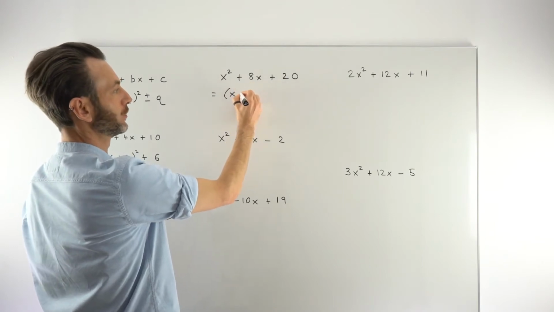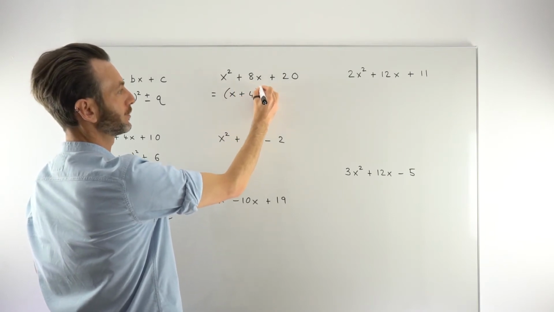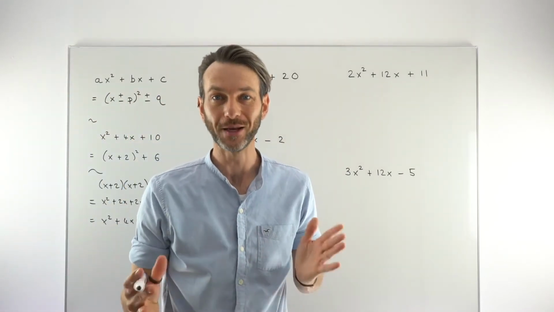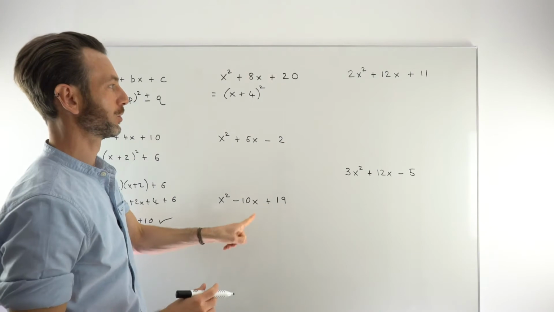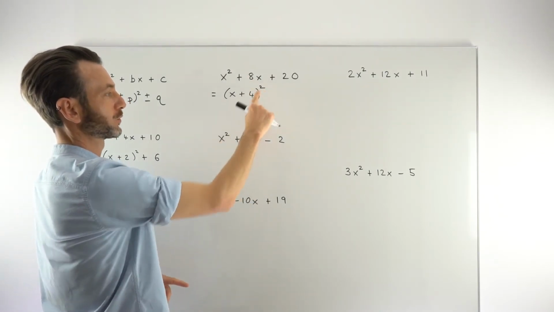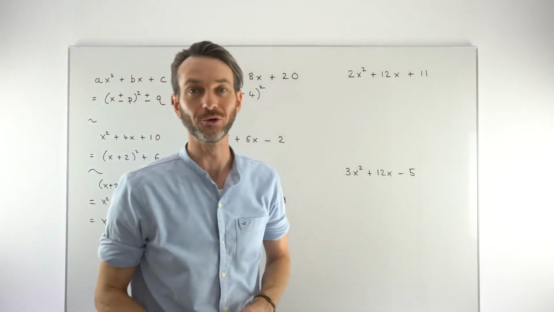So if it's a plus 8, it'll be a plus 4, and then you just close your bracket and put a squared on the bracket. So that's a no-brainer. That's going to happen every time for this more basic case. Half of the coefficient of the x term, put that in the bracket, put a squared on the bracket. So you're literally going to do that every time.